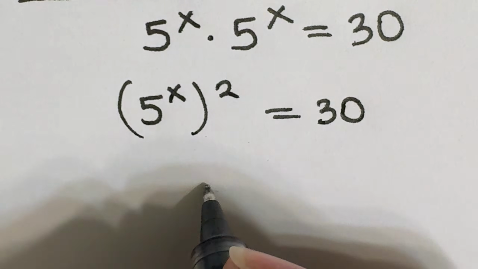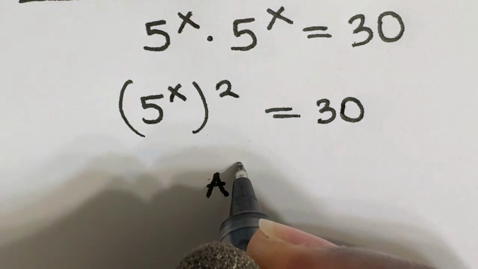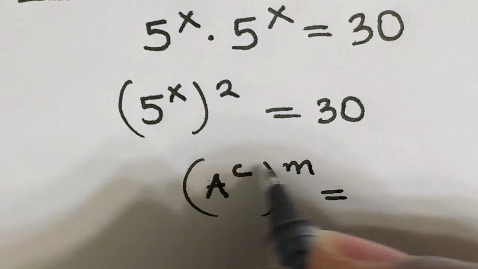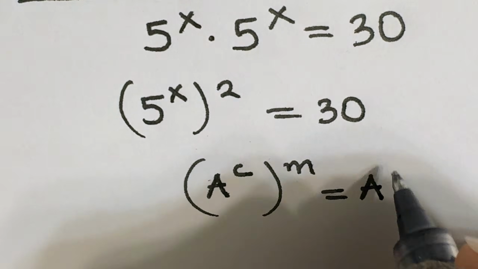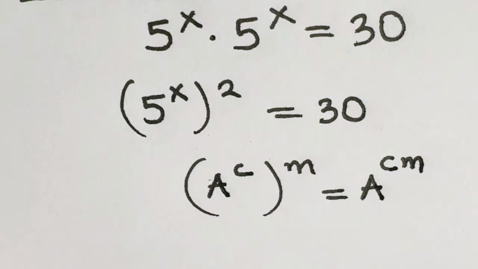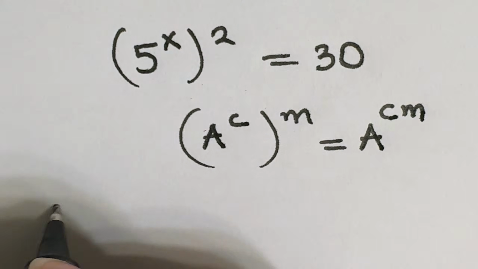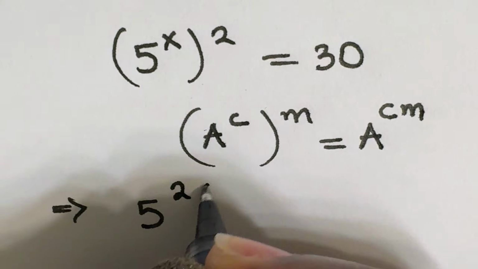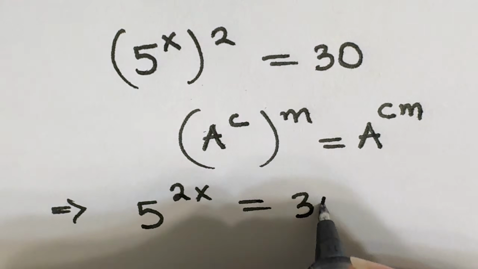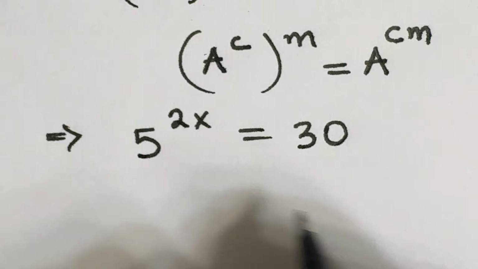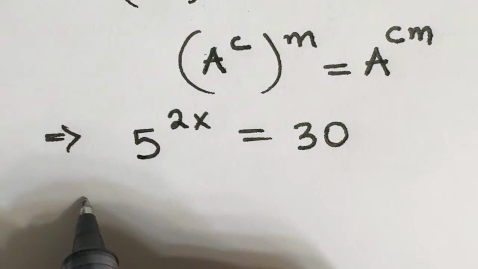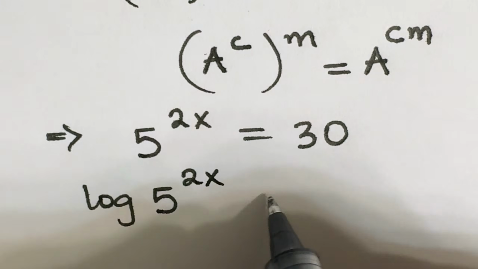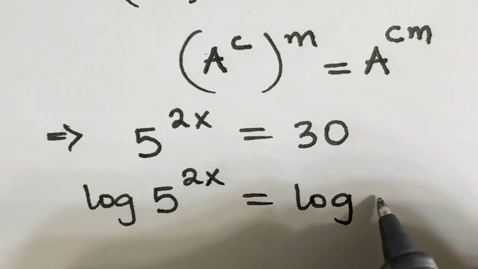By law of indices, given (a raised to power c) raised to power m, you can open this bracket by simply multiplying the powers to give us a raised to power c times m. Then our equation becomes 5 raised to power x times 2, which is 2x, equal to 30. This is an exponential equation, so I'm going to take the logarithm of both sides of this equation. Log 5 raised to power 2x is equal to log 30.